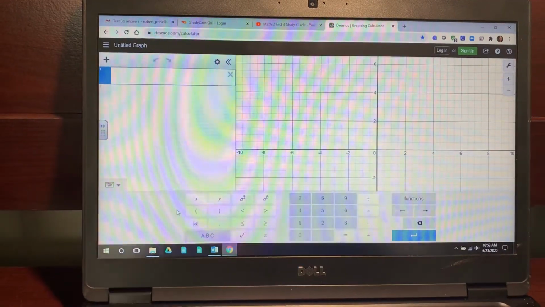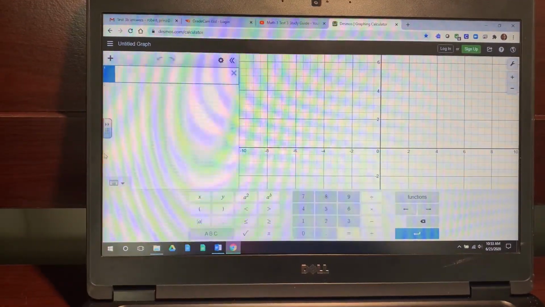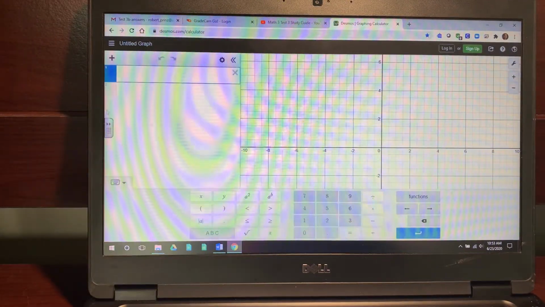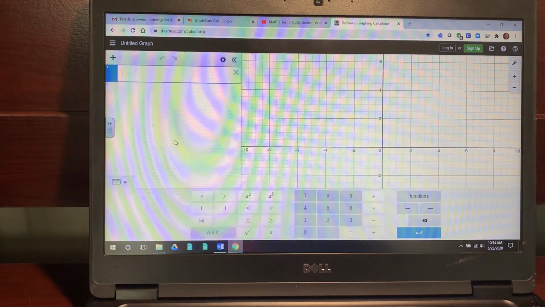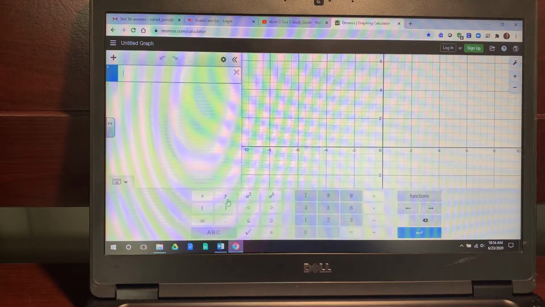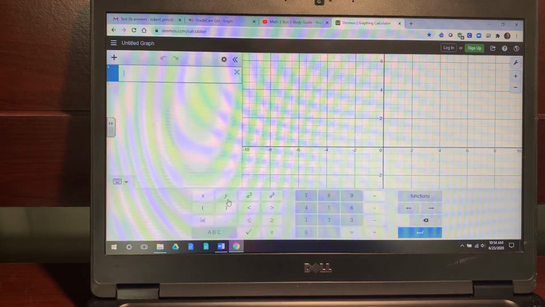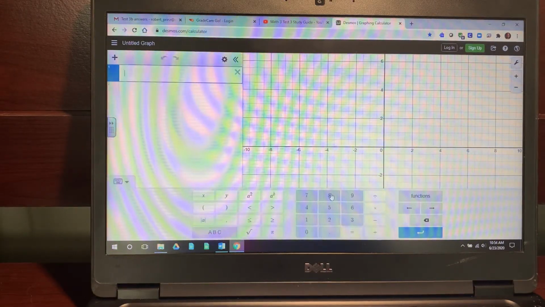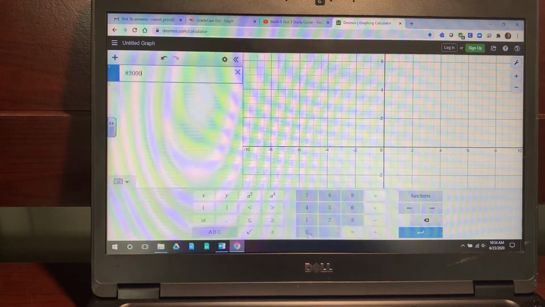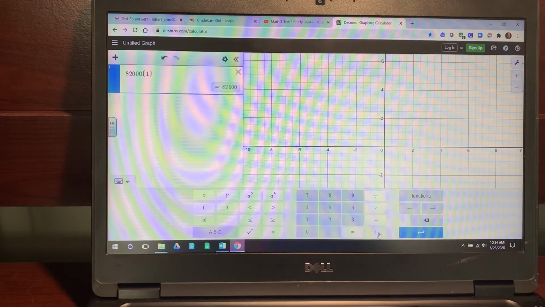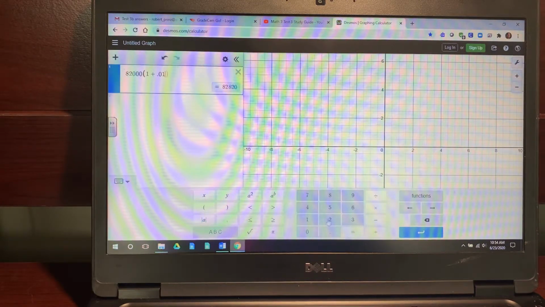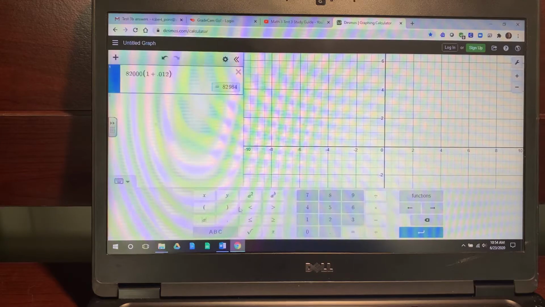Because you probably don't have a TI calculator, but in Desmos, you can pull it up on the computer or you can pull it up on a phone. And I know that screen isn't very good, but let's see. I just need to type in the part that says, I don't need the Y equals, I just need to type in the 82,000 parentheses, 1 plus 0.012, close out the parentheses.